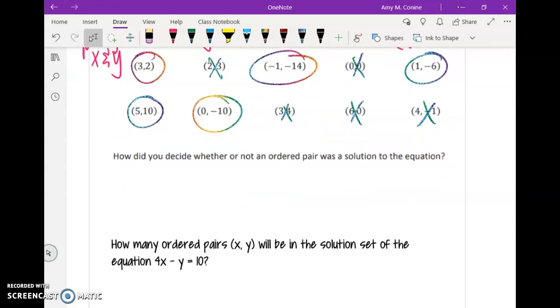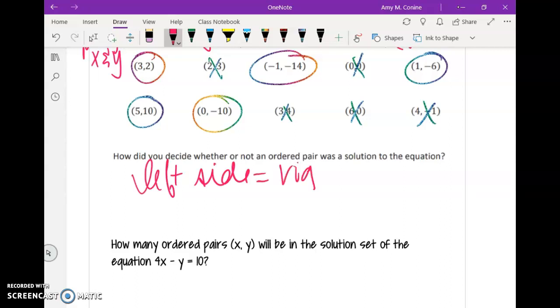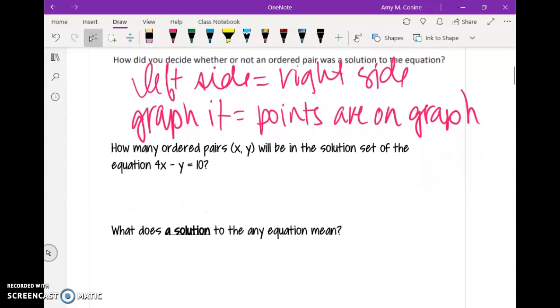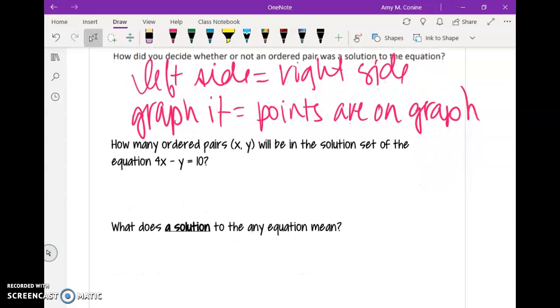So how do you decide whether or not an ordered pair was a solution or not for your equation? So when you plug it in, your left side equals your right side, and then when you graph it, the points are on your graph. Okay. You can pause this video at any time if you need to stop and write, so pause it if you need to catch up.